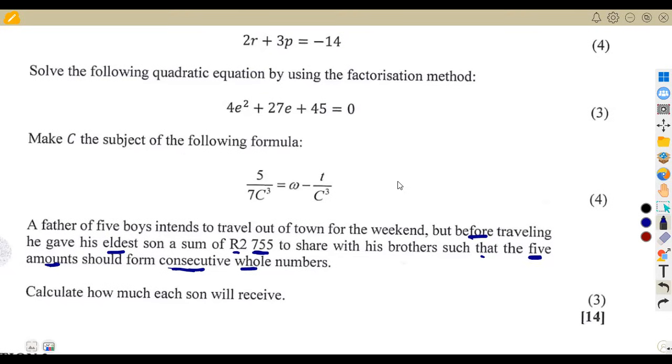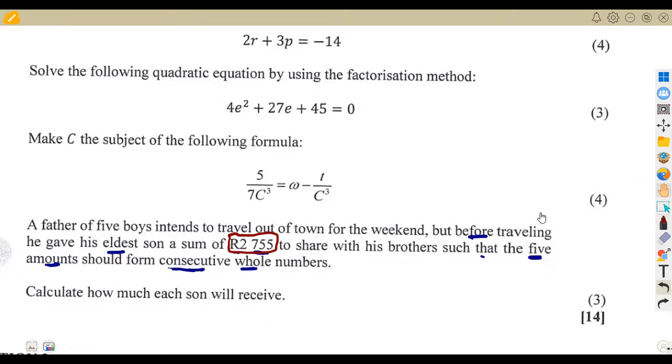The other one is going to get maybe 20, the other one is going to get another one. But they are saying these 5 amounts which were being shared together must give us this total amount, 2,755. But being shared, they must form 5 amounts. These 5 amounts, they must form consecutive whole numbers.